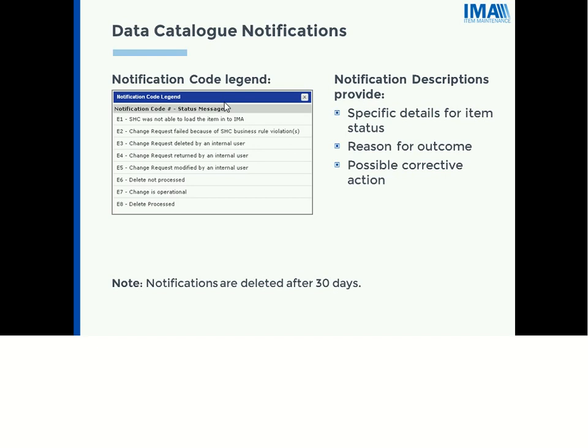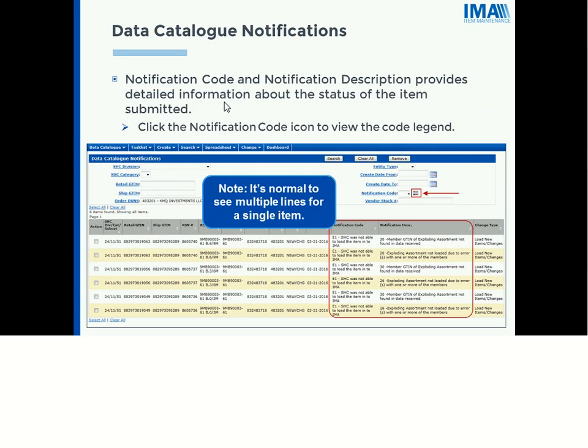Do keep in mind also that notifications will automatically be deleted after 30 days. You can remove notifications manually. Like I said, if you have a lot of them in there, you might want to delete some of them manually. You can do that by clicking the box in the action column and then clicking Remove up here at the top right.